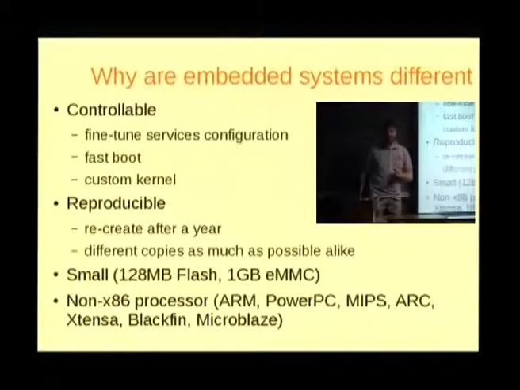Embedded systems are typically also small. For instance, in our vacuum cleaner robot, we're not going to put a gigabyte of flash. We're going to put maybe 120 megabytes. Somewhat bigger systems have maybe a gigabyte of eMMC, but every additional gigabyte will add to the cost, and embedded systems are usually very cost-driven.